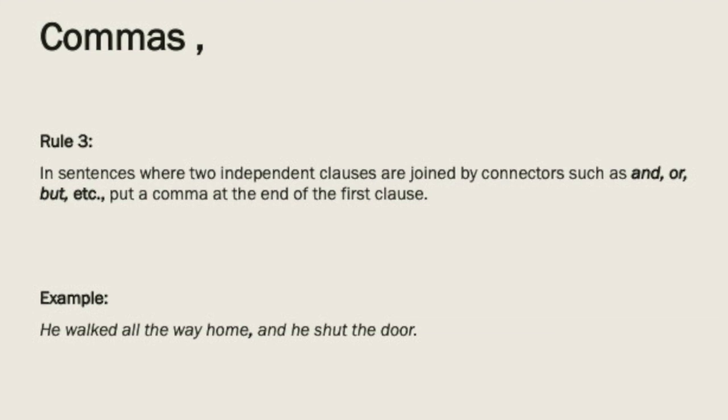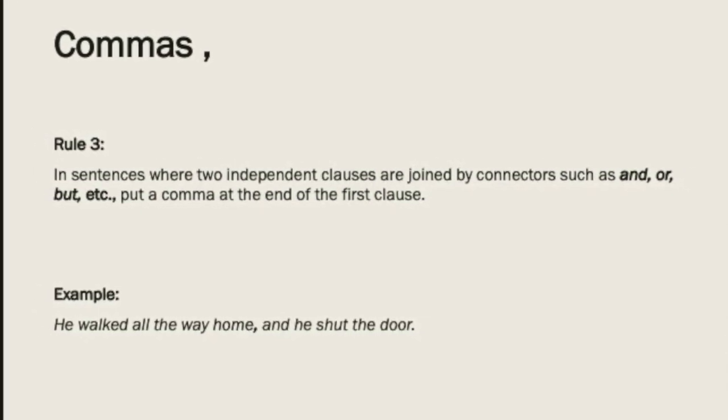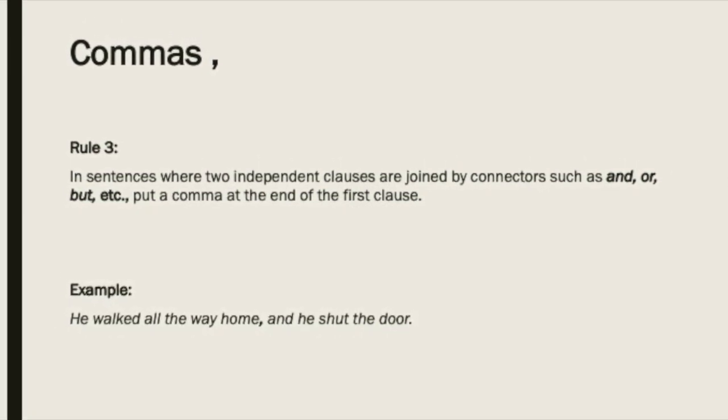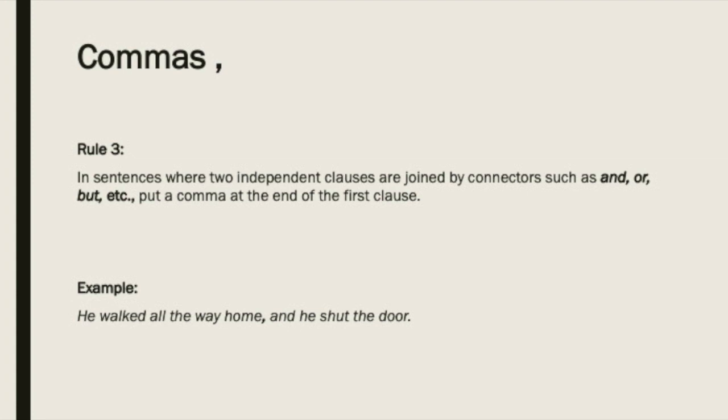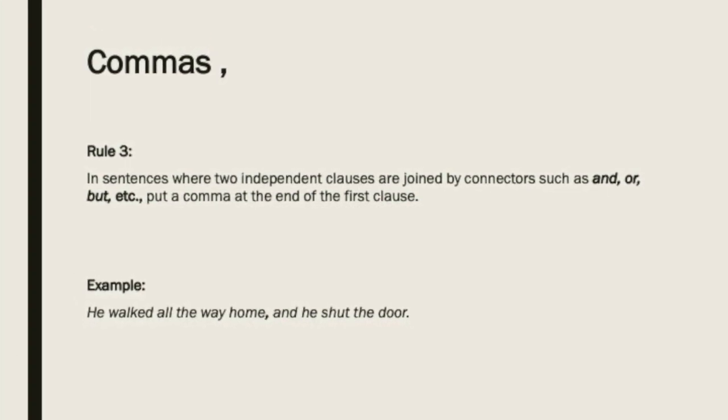Rule 3. In sentences where two independent clauses are joined by connectors such as and, or, but, etc., put a comma at the end of the first clause. Example: He walked all the way home, and he shut the door.